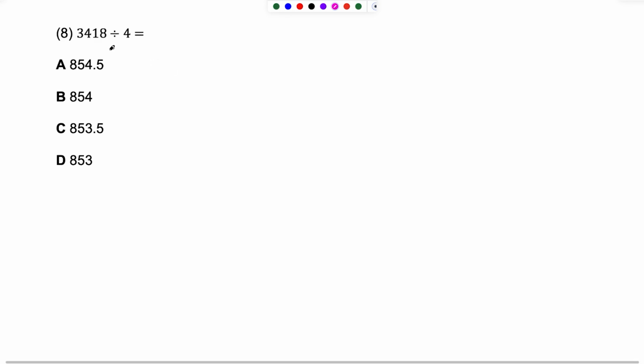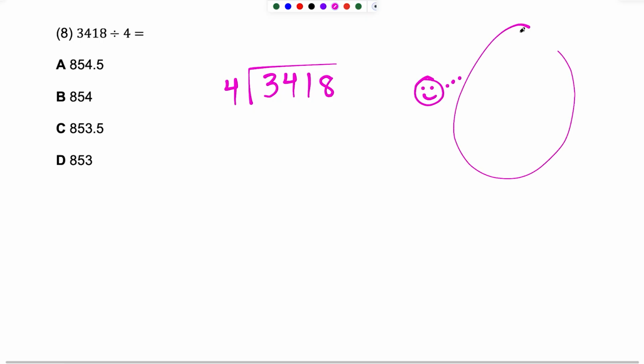Question 8, 3,418 divided by 4 equals, and for this one we're going to do long division. So we have 3,418 and we are dividing by 4. And what we ask ourselves is how many times does 4 go into 3? But 4 does not go into 3 nicely. Okay, if you think about the times tables for 4, if I just start listing the multiples of 4, I could say 4 times 1 equals 4, 4 times 2 equals 8, and notice that these numbers here go too far, okay? So we can't say 3 divided by 4, so we're going to have to look at the next digit with the 3, okay?